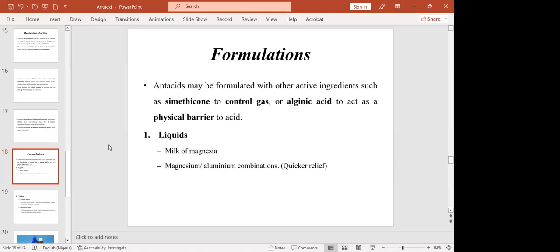So there's the liquid one. Common one is milk of magnesia. That is the ancient one that used to be in primary schools or secondary schools that comes in 2.5 liters, milk of magnesia. Then there are the magnesium aluminum combinations. It's called magnesium trisilicate. That's mismag. Everybody knows mismag.